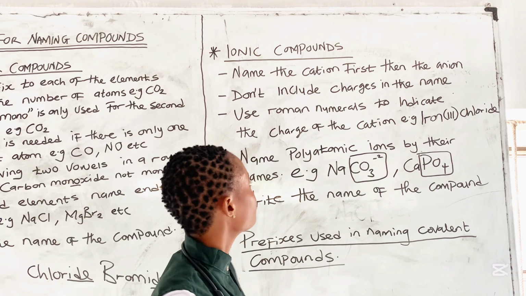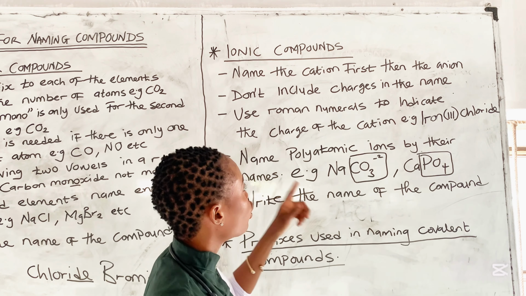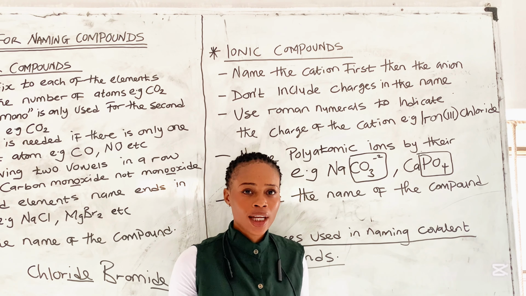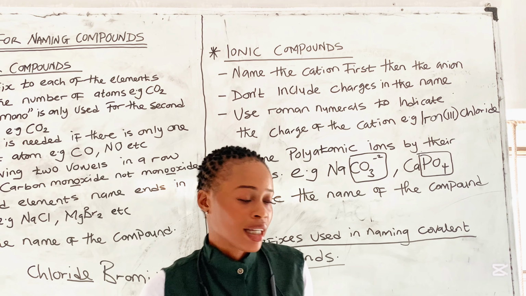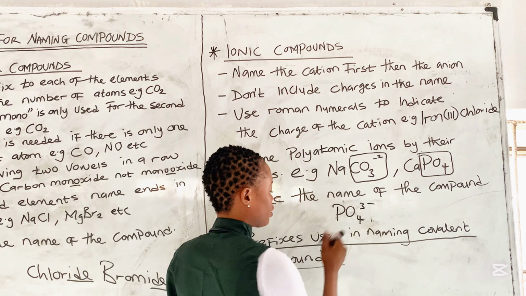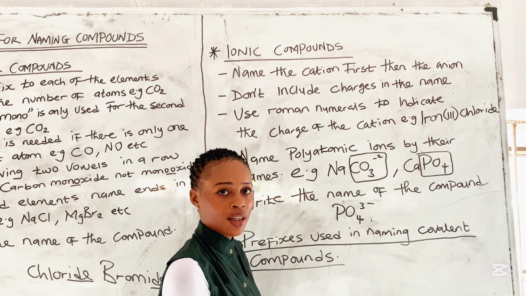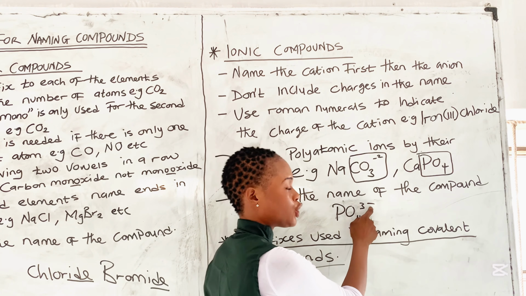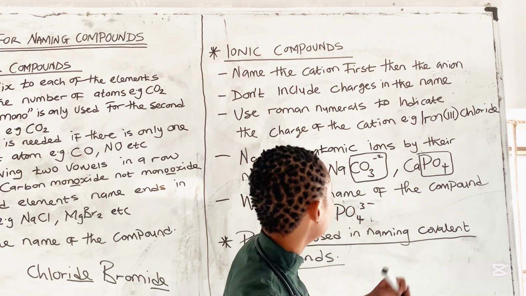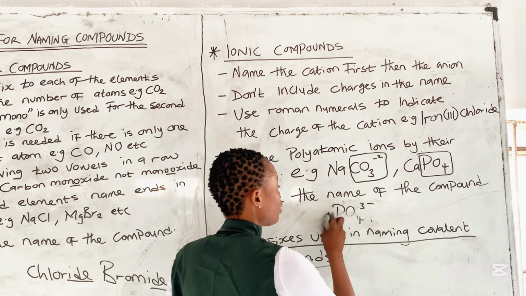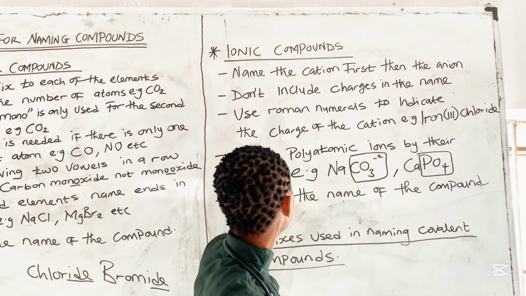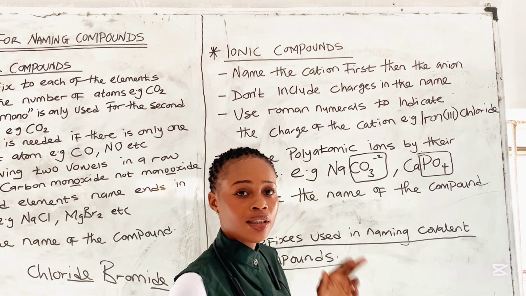For the second rule, don't include charges in the name. So the charges are not important when naming a compound. For example, PO4 3- is simply phosphate. We don't take into cognizance the charge when naming the compound. So it is simply phosphate. The charge plays no role in naming the compound, except when we're calculating oxidation number, but that is not for this lesson. So please take note, don't include the charges in the name.